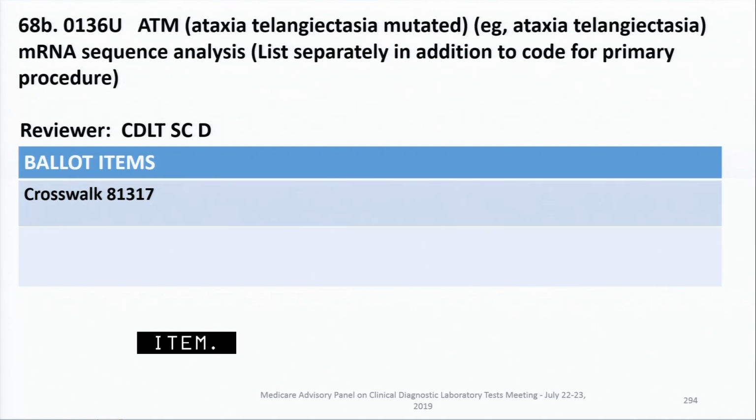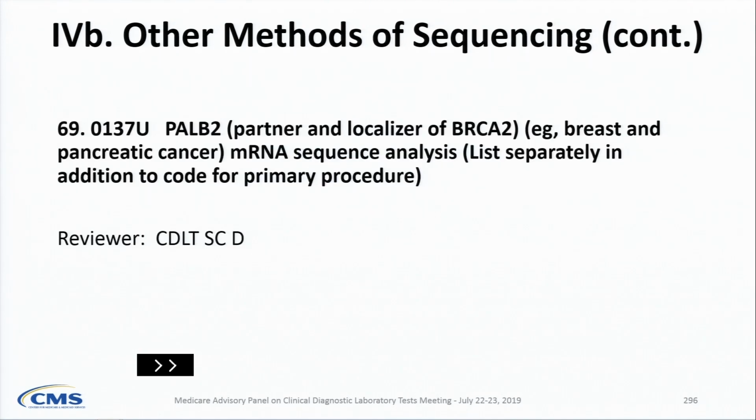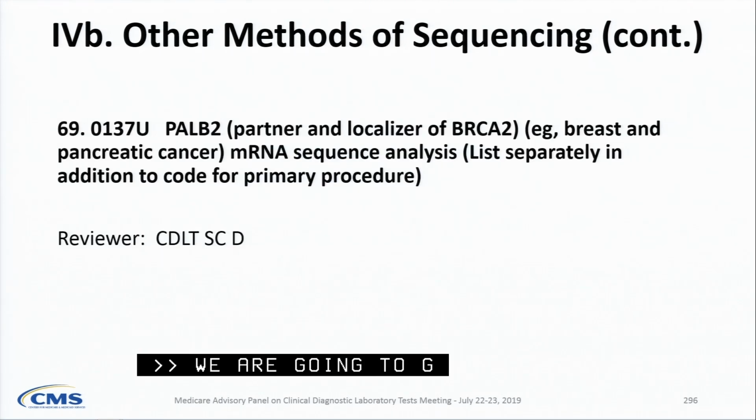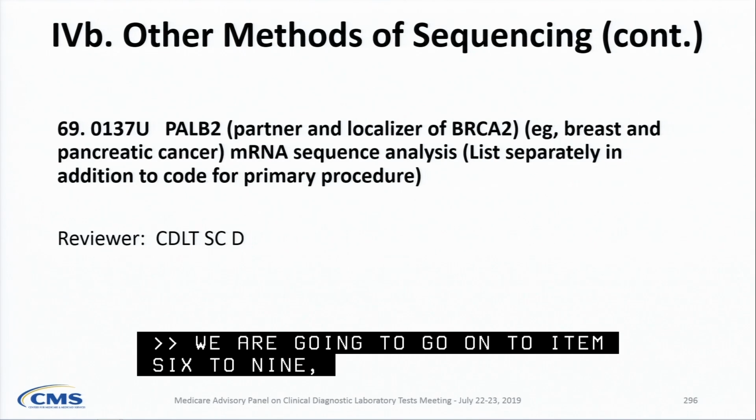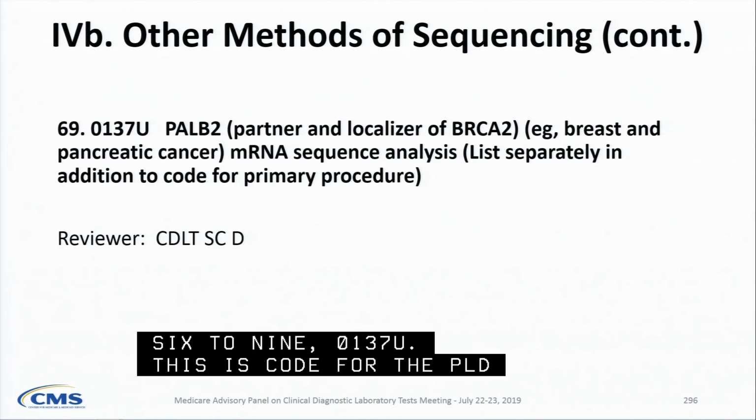Thanks. All right, so we're going to go on to item 690137U. And this is a code for the PLB2 mRNA sequencing analysis. And I'm going to turn this over to Subcommittee D, as in Dr. Hamilton.